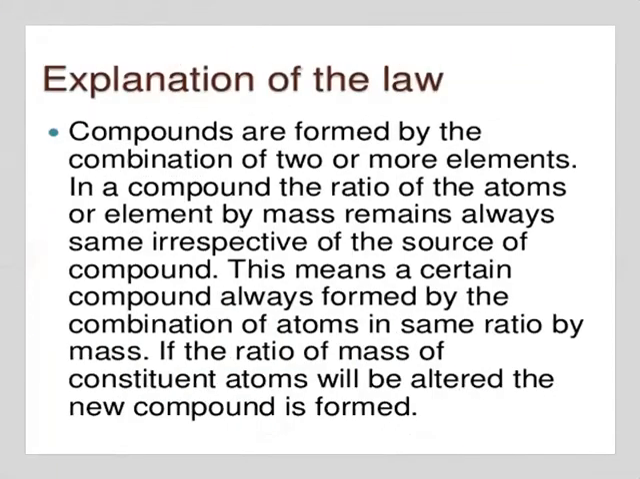Compounds are formed by combination of two or more elements. In a compound, the ratio of atoms or elements by mass remains always the same irrespective of the source of the compound. This means a certain compound is always formed by the combination of atoms in the same ratio by mass. If the ratio of mass of constituent atoms is altered, then a new compound will be formed.